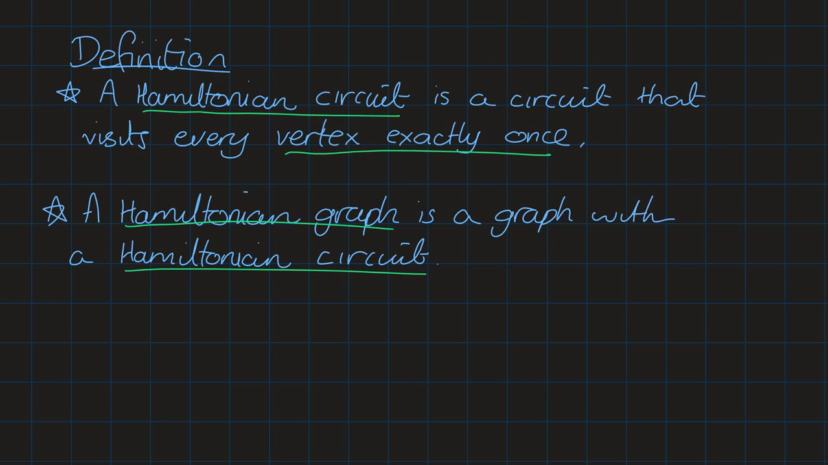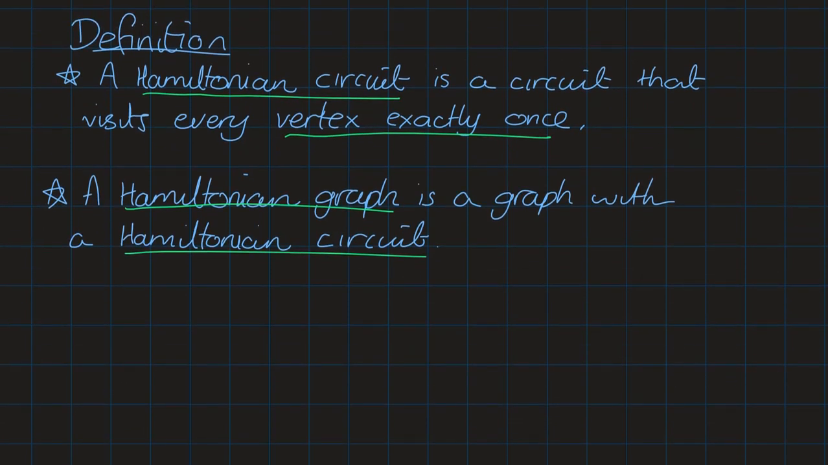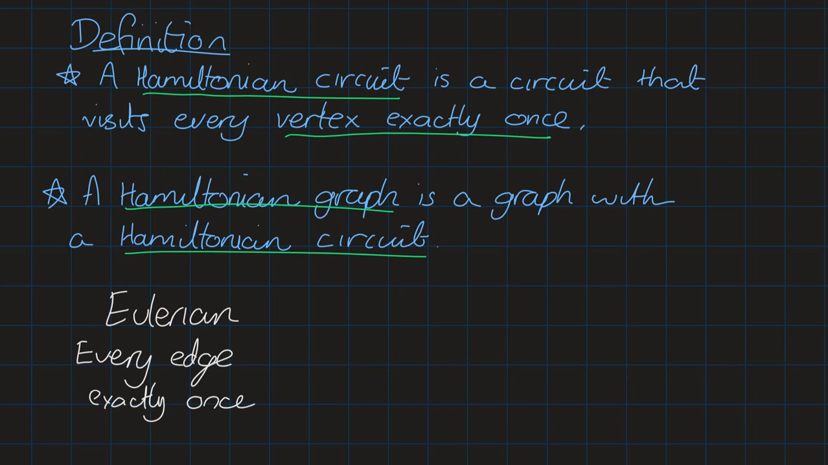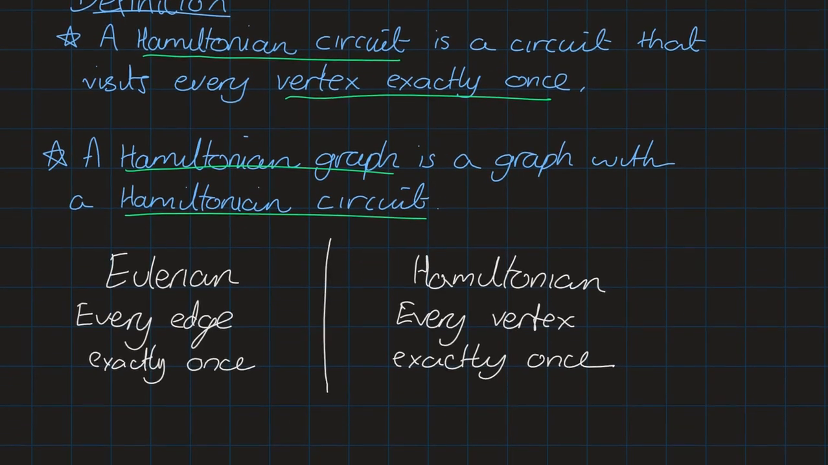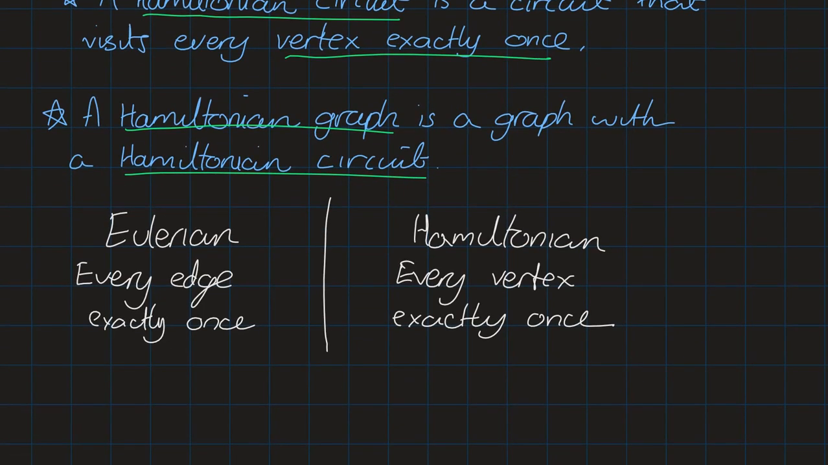So it's very similar to Eulerian, right? The definitions are directly analogous to Eulerian. Eulerian, we have every edge exactly once, and Hamiltonian, we have every vertex exactly once. One thing I will point out is that Hamiltonian stuff is much harder.